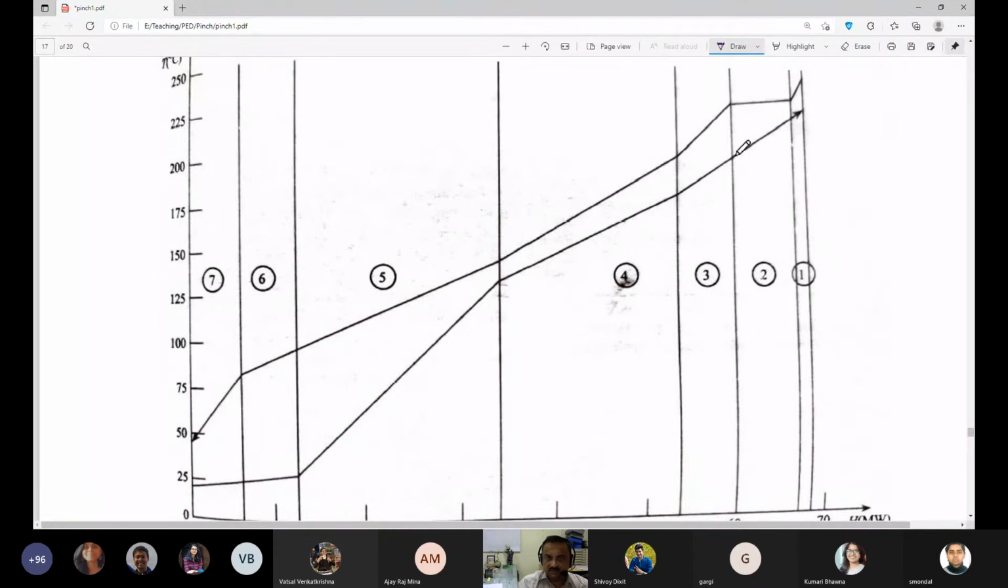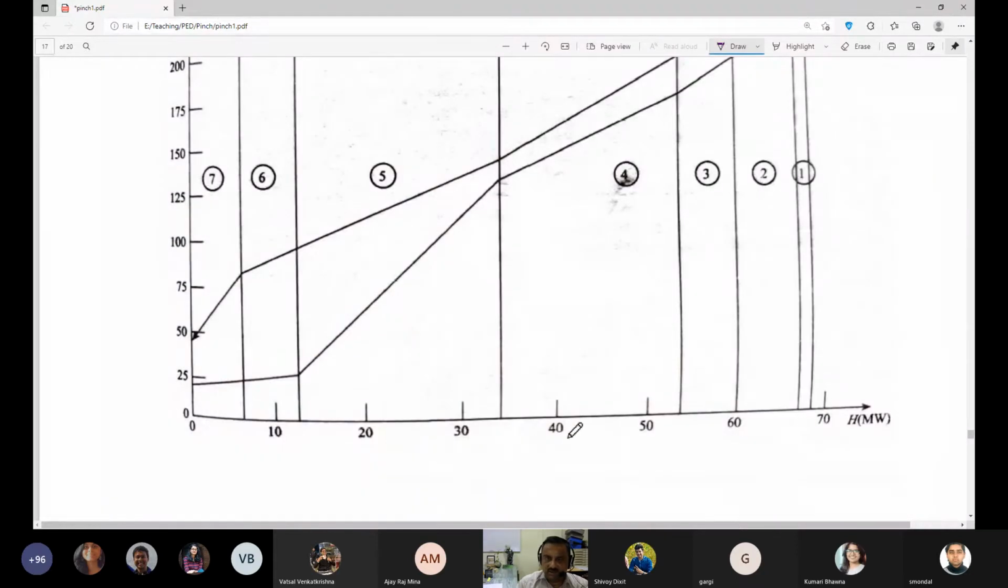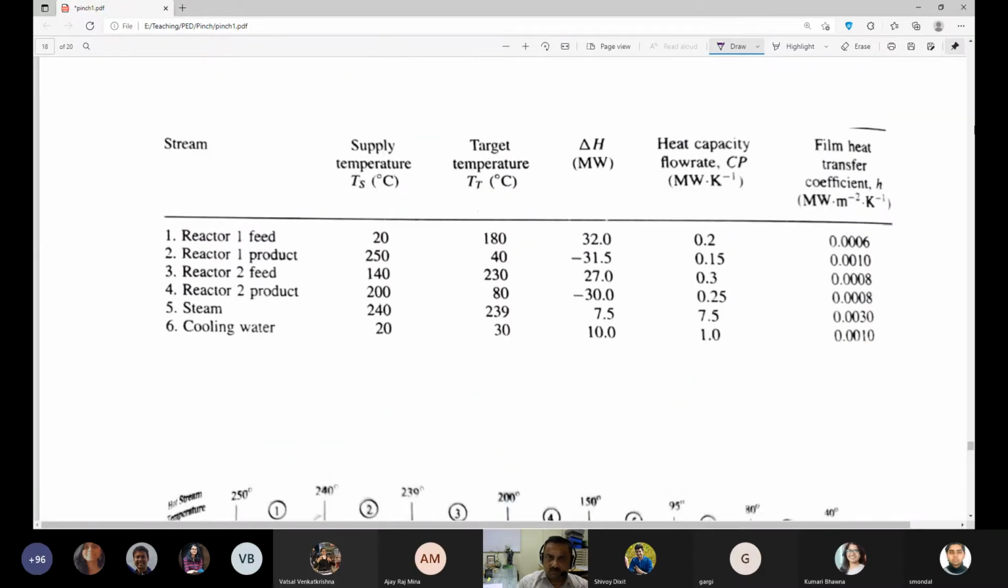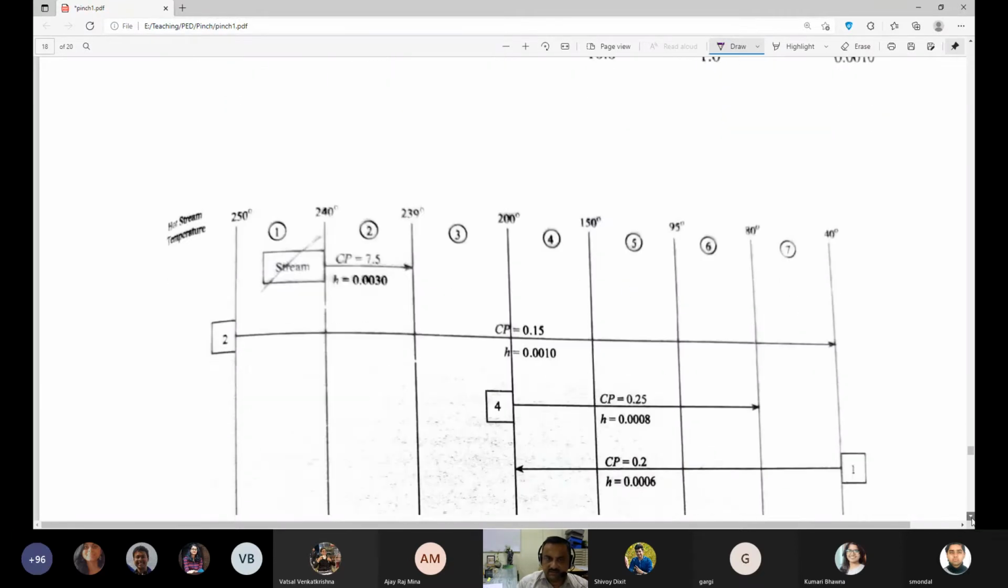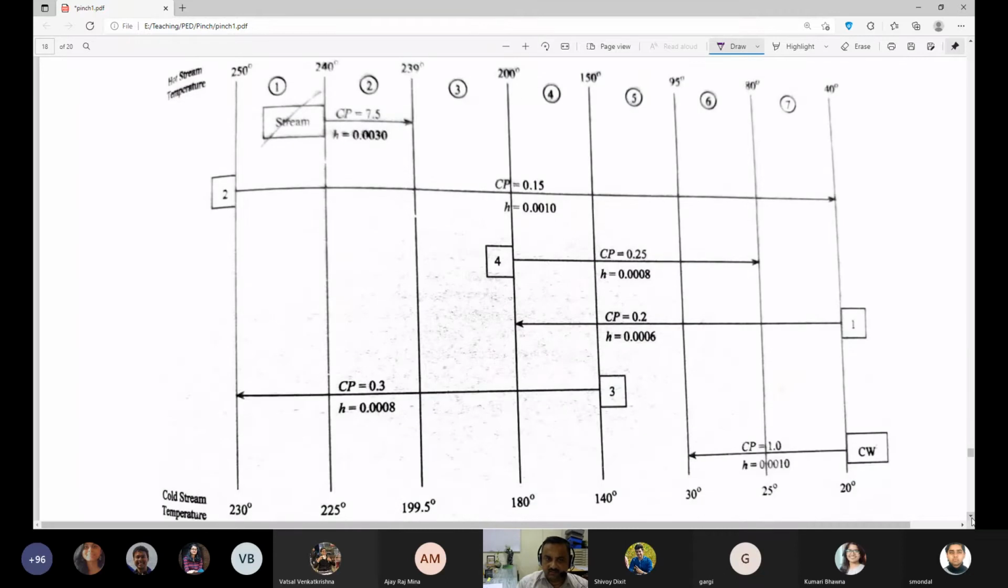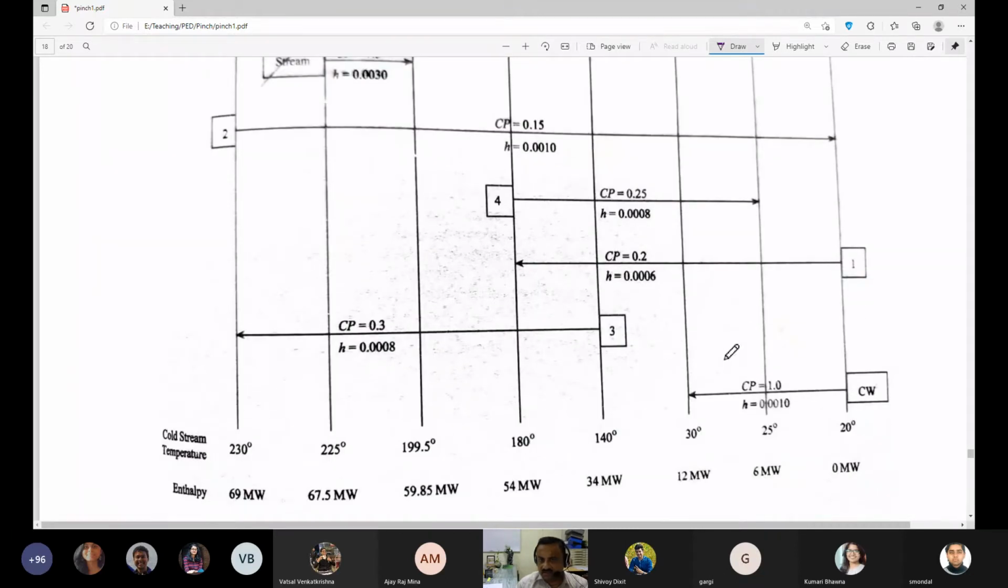In another range, this way it goes, and then finally you have the steam requirement and cooling water requirement, etc. So you can generate this kind of segments, and so it is 1, 2, 3, 4, 5, 6, 7. These are the segments, and the corresponding enthalpy values are drawn here. So one can note for these 7 segments, one can generate a plot something like this.